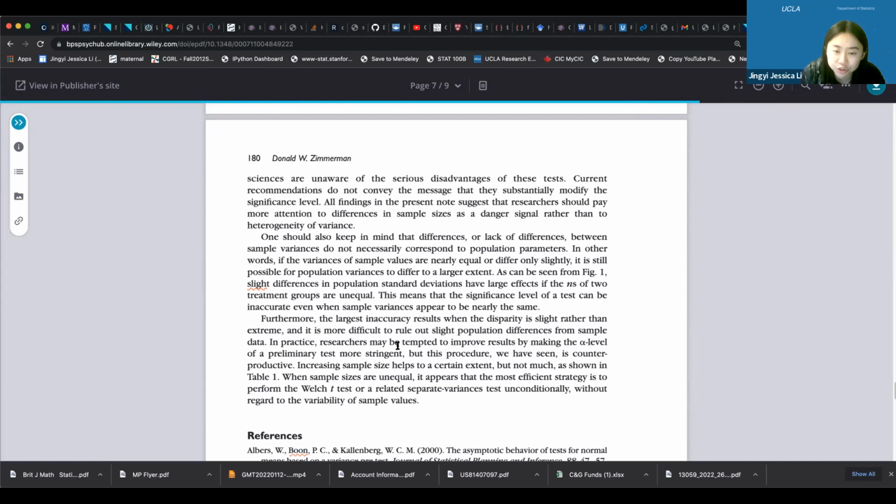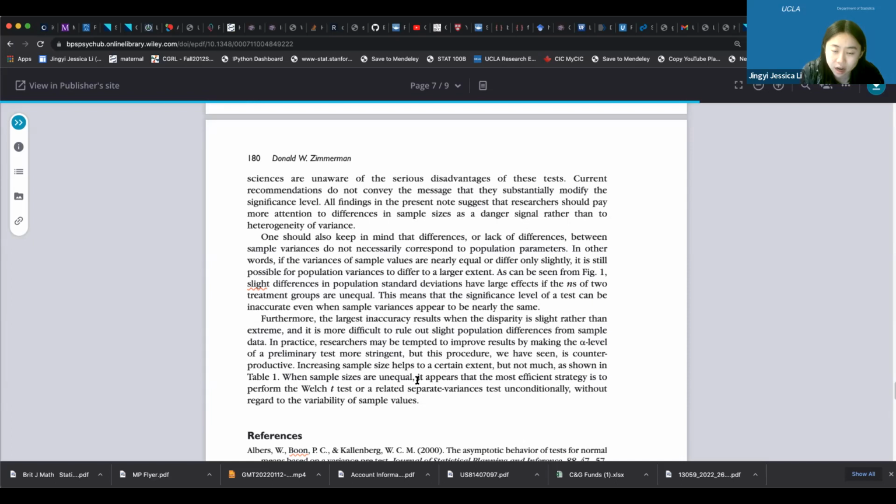In practice, researchers may be tempted to improve results by making the alpha level of a preliminary test more stringent, which means if you make the F test more stringent, you are very unlikely to reject a null, okay? I think that's the result. But this procedure we have seen is counterproductive. Increasing sample size helps to a certain extent, but not much, as shown in table 1.